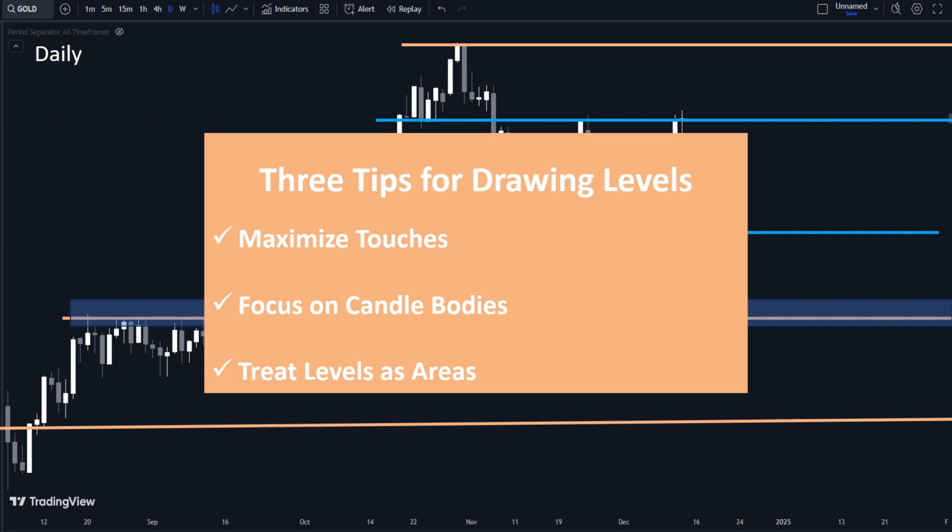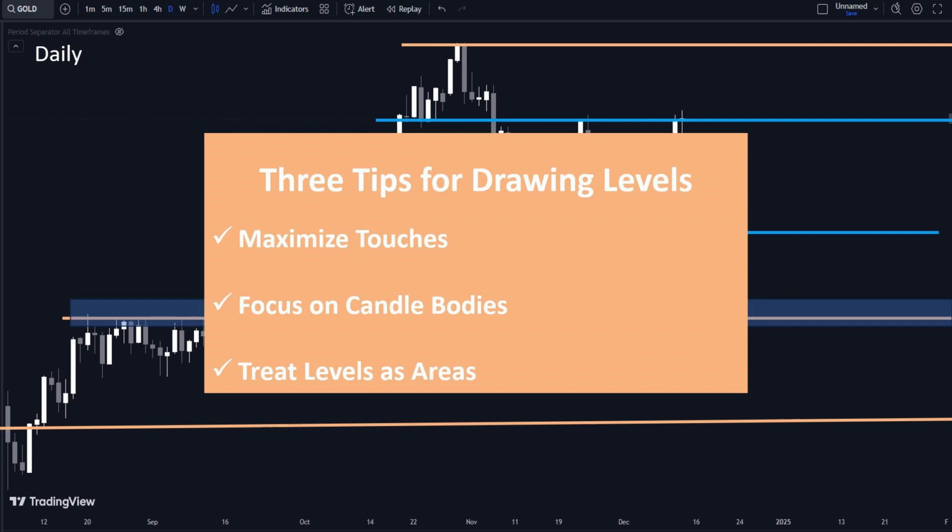Three tips for drawing levels. When identifying levels of market structure, keep these three tips in mind. Maximize touches. Draw levels where you can get the greatest number of touches, as these are the strongest and most reliable zones. Focus on candle bodies. While wicks matter, drawing levels from the bodies of candles takes priority, as they reflect the most traded price zones. Treat levels as areas. Think of these levels as zones or areas of interest, not rigid lines. Price rarely respects a single pixel-perfect line, so allow for a bit of flexibility.